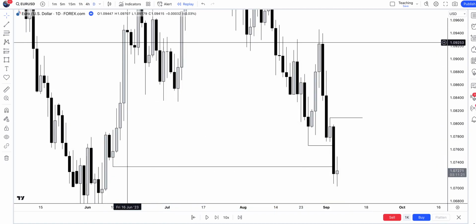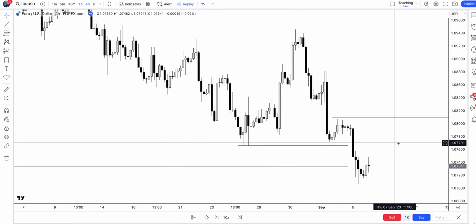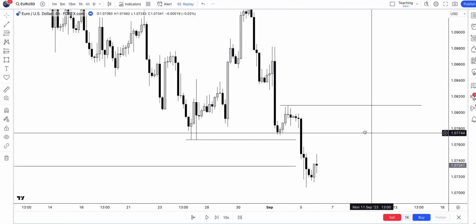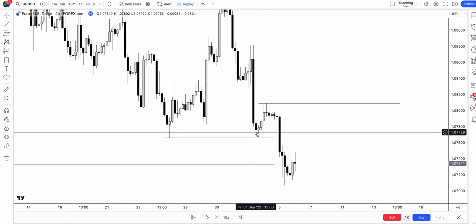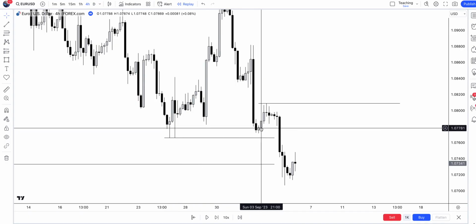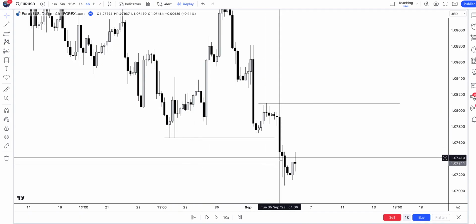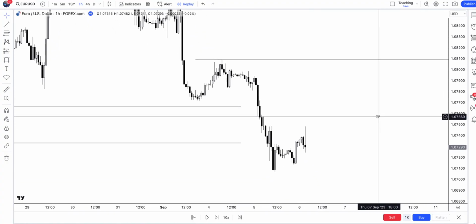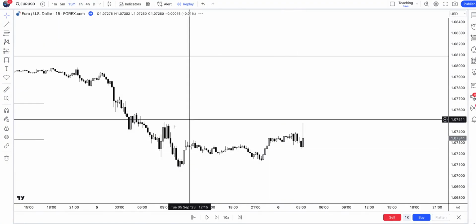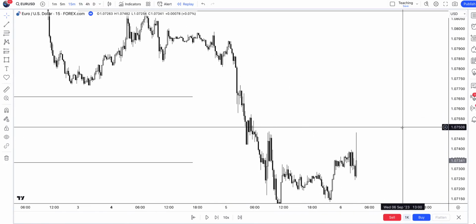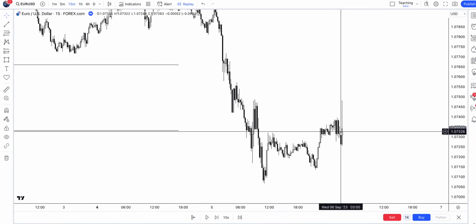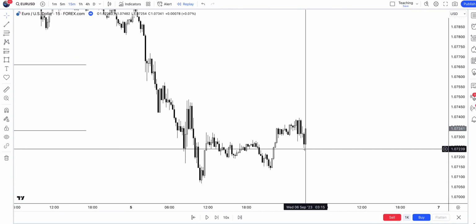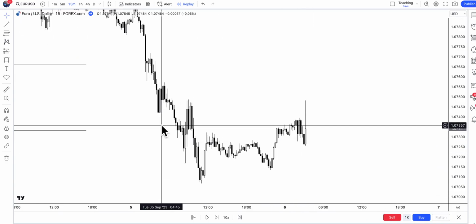Perfect. Okay. Go to the 4-hour over here. So now you can see it a little more clearly, right? Respecting that low over here, printing that high in the market, and then selling off aggressively. And then go to 15 so we can see this PA a little better. Okay, cool. So today's Wednesday, and this is the price action I'm going to break down today.